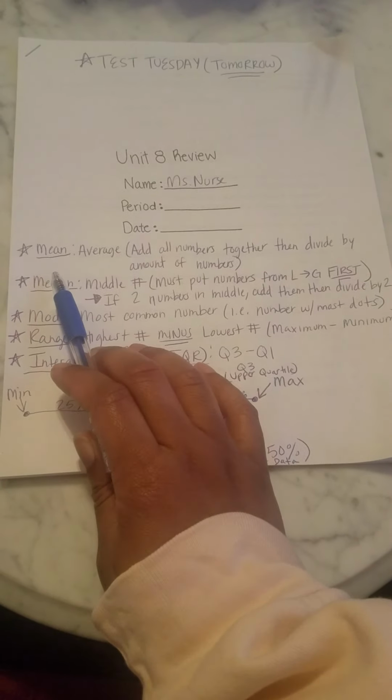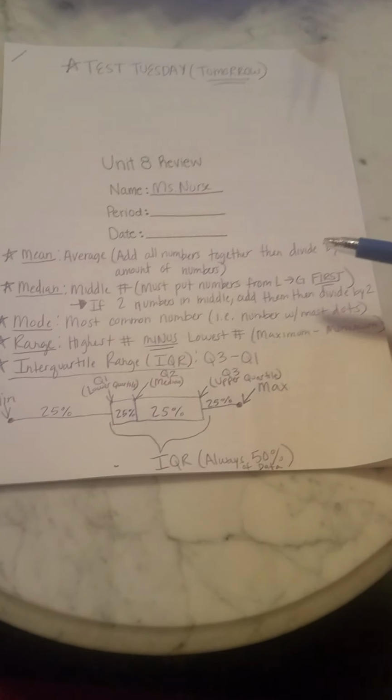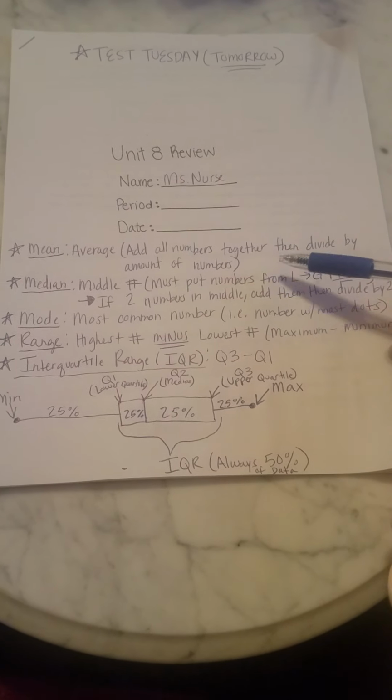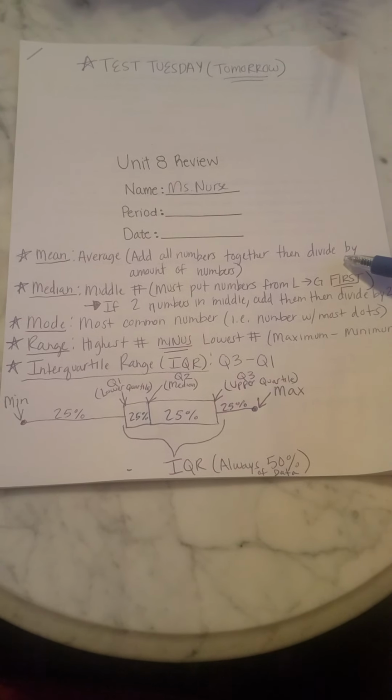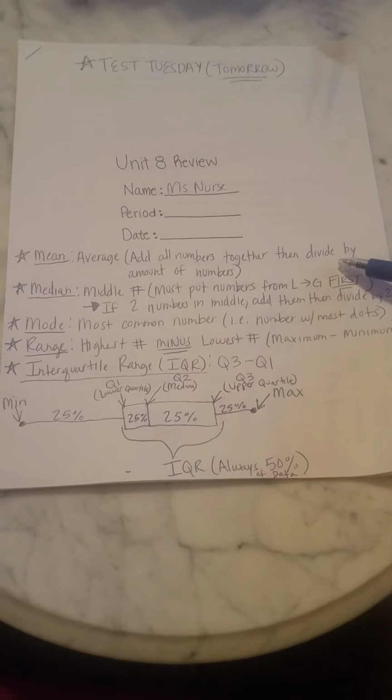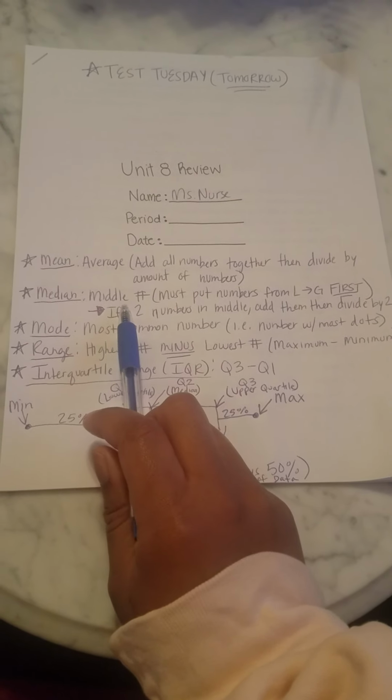So the mean, another word for the mean is the average, and how you get the average is to add all your numbers together, then to divide by the amount of numbers that you had to add. Okay. The median is the middle number.